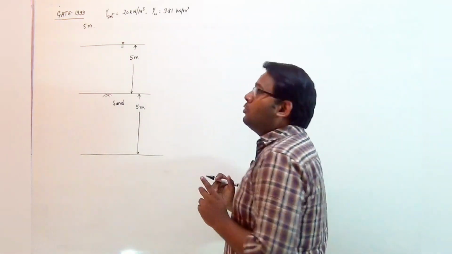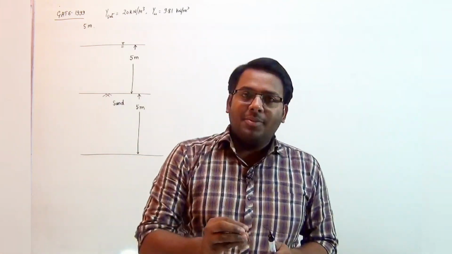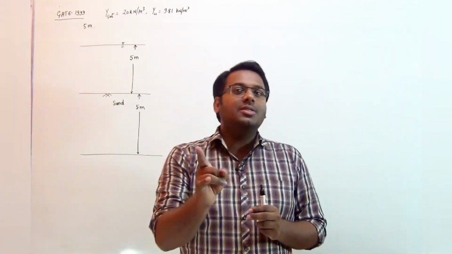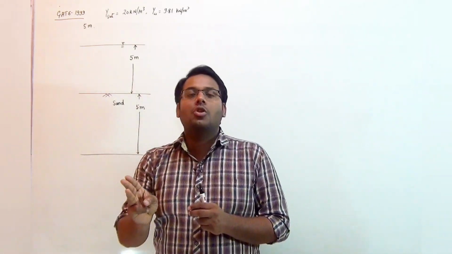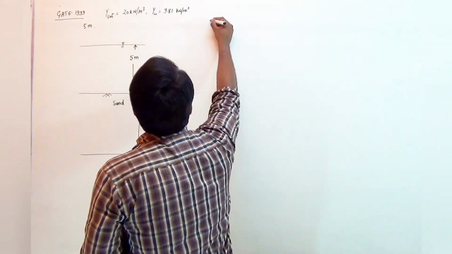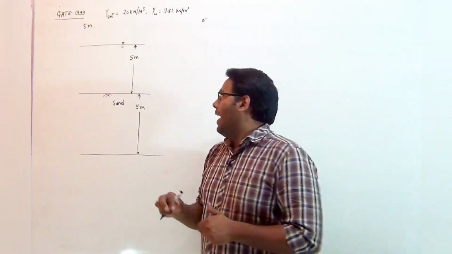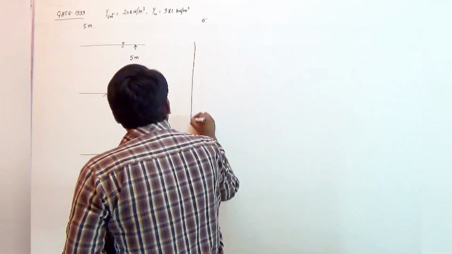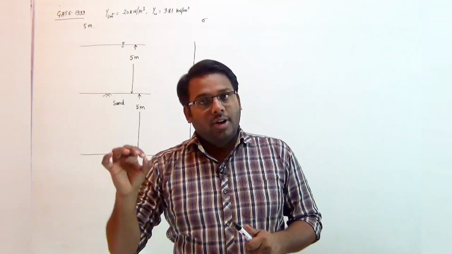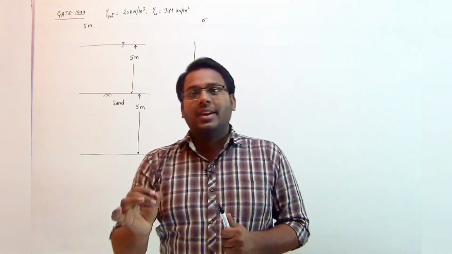Fine. To calculate the value of effective stress, I am describing all three types of diagrams: the total stress, effective stress and pore water pressure. But first I am drawing the diagram for the total stress. It is represented by sigma, and we know it is the stress acting on the soil in the downward direction. Downward direction stress is taken as positive, whereas upward direction stress is taken as negative.